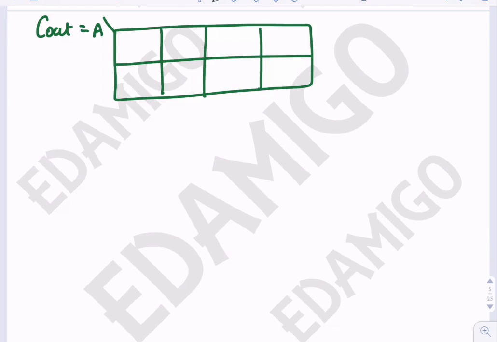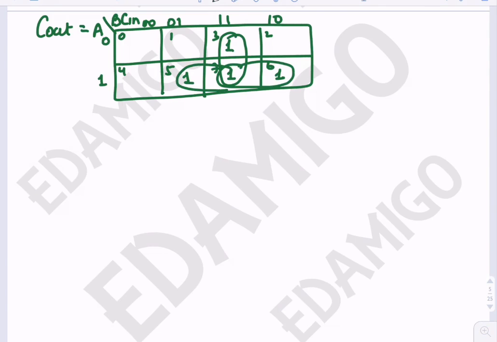equal to A, B, C in 0, 0, 0, 1, 1, 1, 1, 0, 0, 1, 0, 1, 3, 2, 4, 5, 7 and 6. So it is 1, 1, 1 and 1. So this is one K-map. If we reduce it, we will get 3 squares like this.